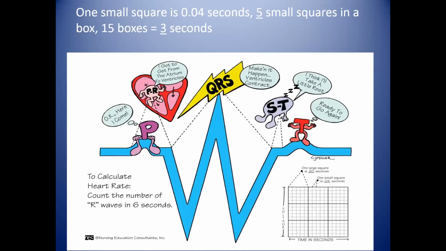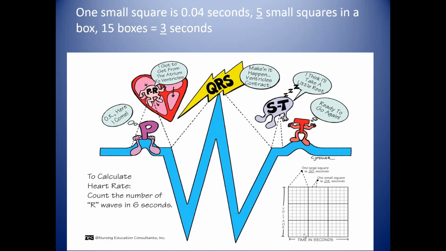Now, when you're reading and analyzing an EKG strip, those EKG strips have these small squares on them. Each one of those squares, if you go in this direction, is measuring time in seconds. And if you go in this direction, it's measuring voltage.